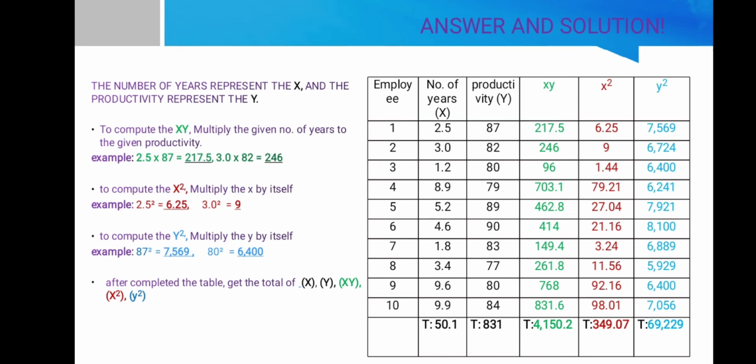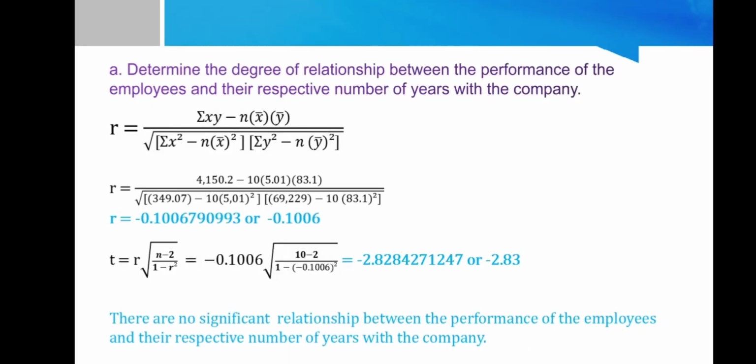After completing the table, get the total of x, y, xy, x squared, y squared. The total of x is 50.1. The total of y is 831. The total of xy is 4,150.2. The total of x squared is 349.07. The total of y squared is 69,229. Letter A. Determine the degree of relationship between the performance of the employees and their respective number of years with the company.